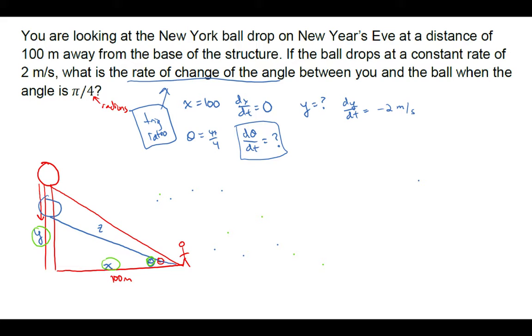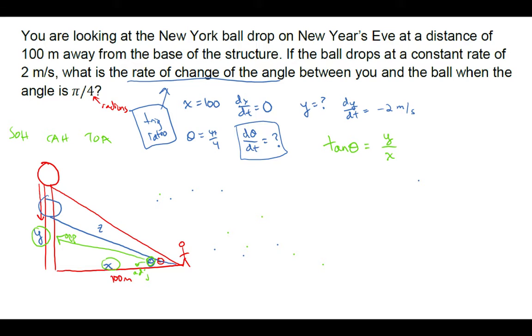If we're looking, we've got an opposite, right? And we've got an adjacent right here. So think about what trig ratio in SOHCAHTOA has an opposite and an adjacent. Well, that's going to be tangent. So the ratio we actually want to use is tangent of theta equals opposite, which is y, over adjacent, which is x.